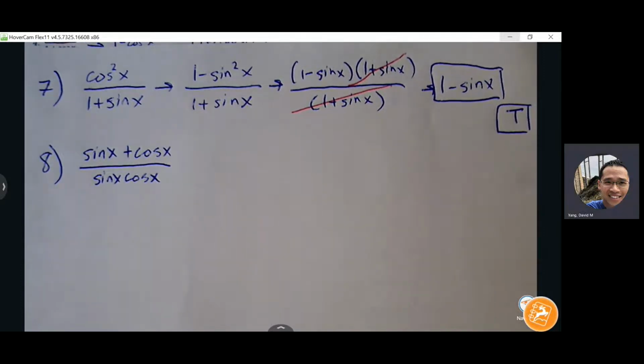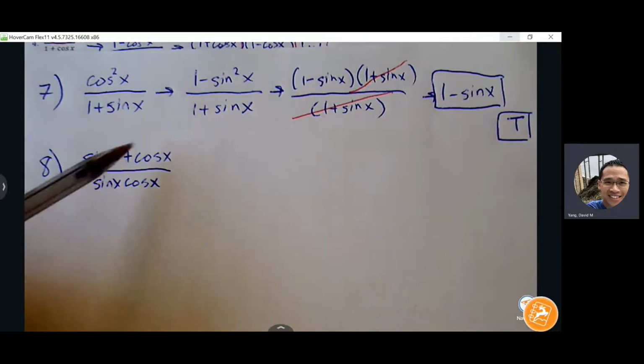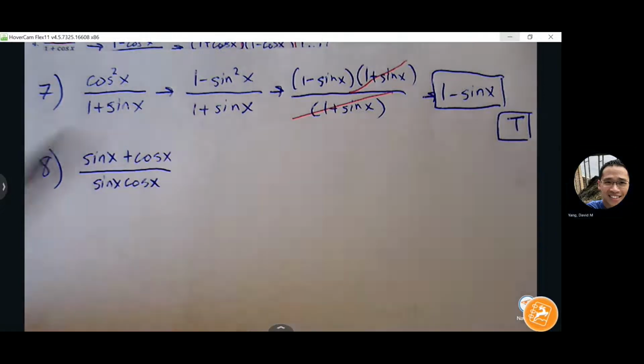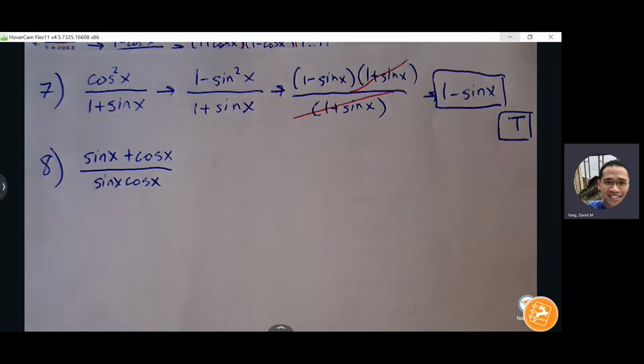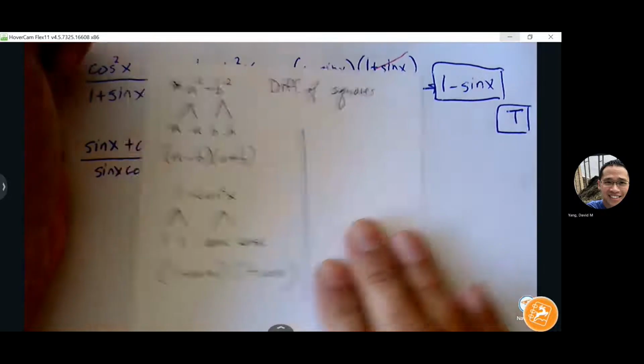Okay, number 8. Sine x plus cosine x divided by sine x cosine x. Again, I can't cancel out, right? That plus sign is preventing us from doing anything. Sorry, reducing. However, we do have a potential strategy here that I haven't talked about from yesterday. And I want to show you something on this card here.